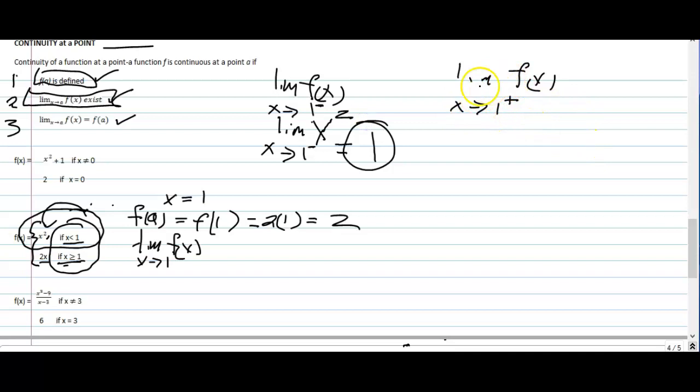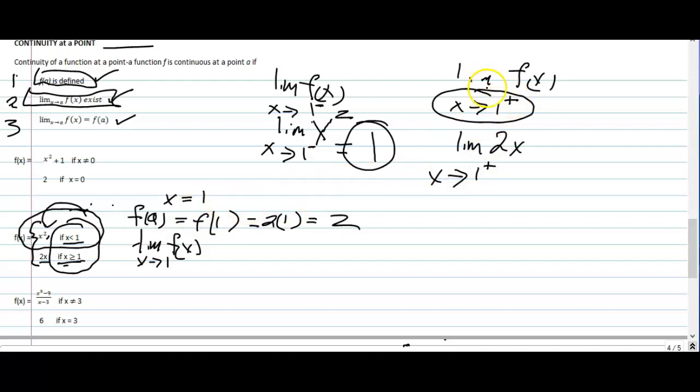Now, we need to evaluate the limit of the function as x approaches 1 from the right. Well, if x is approaching 1 from the right, that means the values for x are 1 plus a little bit. So that means that the values for x are a little greater than 1. Well, when the values for x are equal or greater than 1, the function itself becomes 2x. So we're taking the limit of 2x as x approaches 1 from the right.